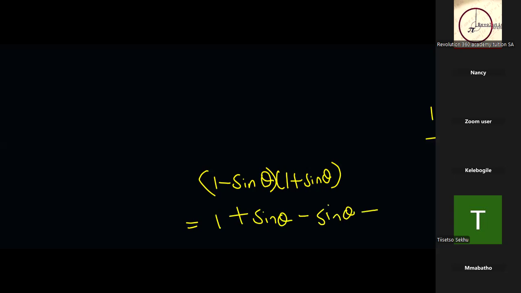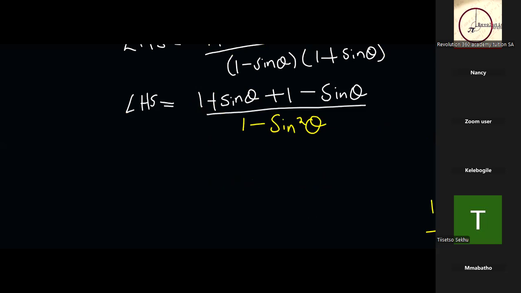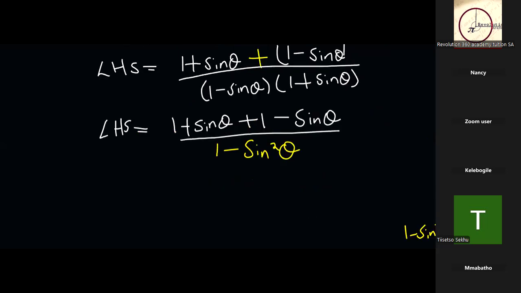When you arrive here, you're having 1. These two, they cancel out. You're left with 1 minus sin squared. It's good. Just like that. That's why I said, who knows difference of two squares? So if you know difference of two squares, there's no need of you doing all the simplifying part that I just recently did there downwards. So you just need to know the difference of two squares.